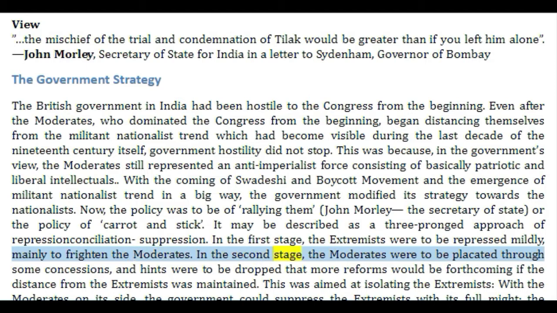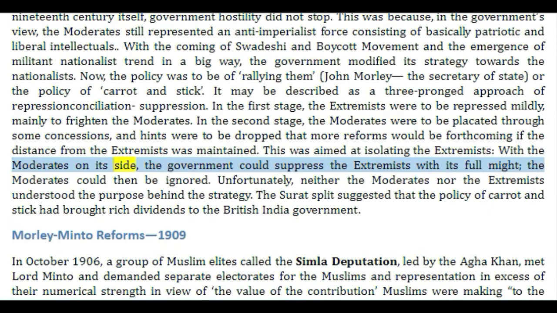In the second stage, the moderates were to be placated through some concessions, and hints were to be dropped that more reforms would be forthcoming if the distance from the extremists was maintained. This was aimed at isolating the extremists. With the moderates on its side, the government could suppress the extremists with its full might, the moderates could then be ignored. Unfortunately, neither the moderates nor the extremists understood the purpose behind the strategy. The Surat split suggested that the policy of carrot and stick had brought rich dividends to the British India government.